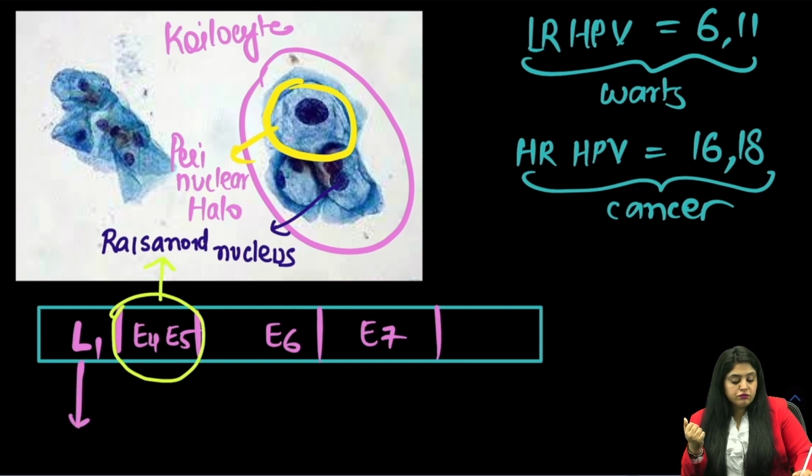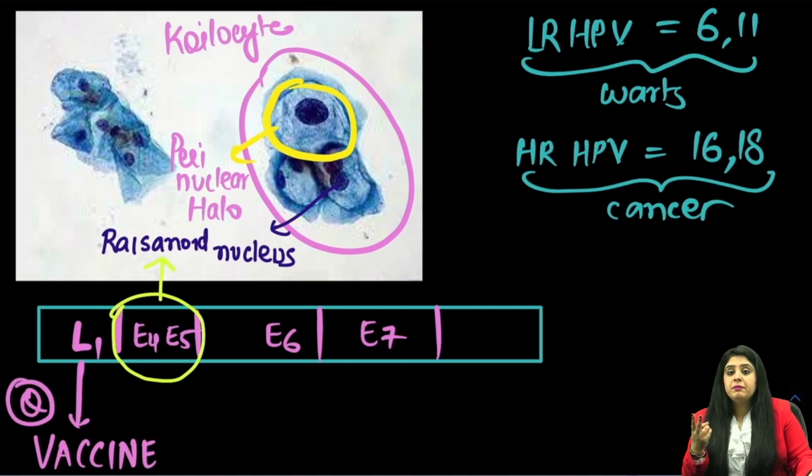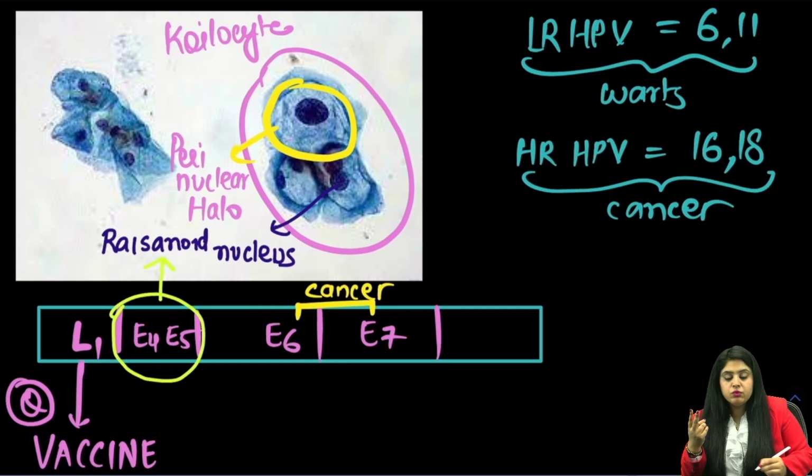What is L1 used for? L1 is a previous year question that has repeated two times. L1 capsid is used for the vaccine preparation of human papilloma virus. And last question, what do E6 and E7 do? The cancer formation is because of E6 and E7. How do they cause cancers? That is the last question that we have.